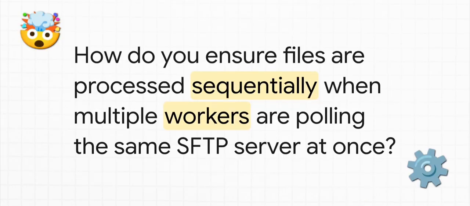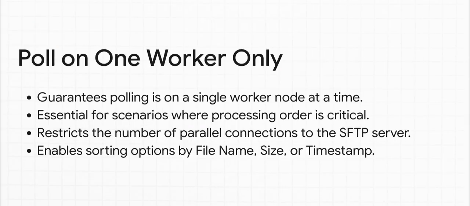Now for a bigger challenge. In the cloud, it's pretty common to have multiple copies of your integration running at once for performance. But what if they all check the SFTP server at the same time? One might grab file number 3 before another one grabs file number 1. So how do you force them to process files in the correct sequential order? The solution is a single, incredibly powerful checkbox, poll on one worker only.